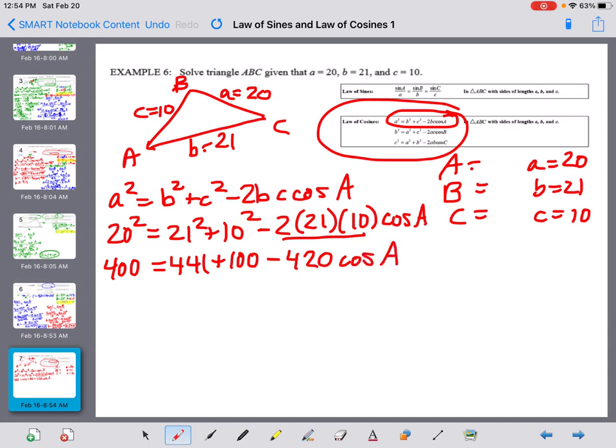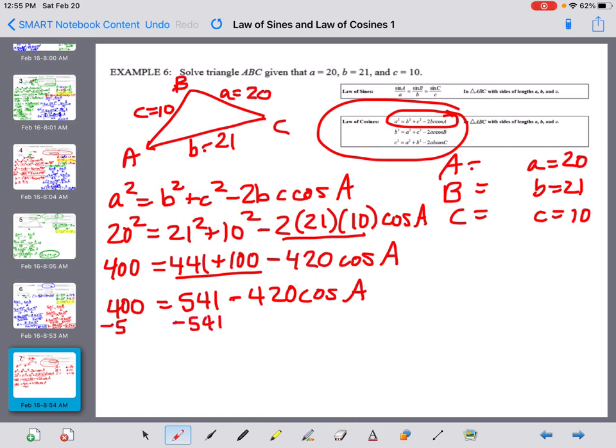Notice again, A is the only thing that's missing. Everything else we're working with here. Okay, we can add these two and we get 541. Remember, we cannot subtract that 420 from it because the 420 is connected to the cosine of A. So we start getting things away from cosine A. So I subtract 541. And I do get a negative number, and that's okay. Okay, so I have negative 141 equals negative 420 cosine A.